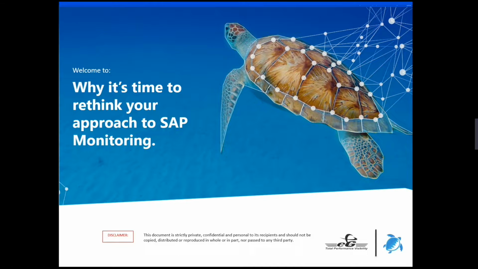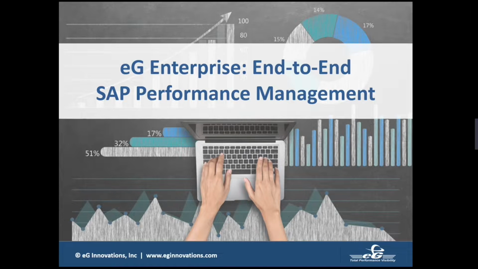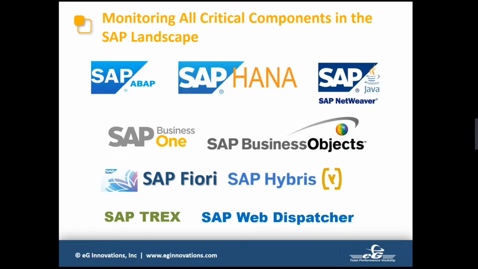Yeah, thank you, Andrew, and hi, gentlemen and ladies, and thanks for joining this webinar. First, we're going to look at the SAP monitoring of EG Innovations. When it comes to EG Enterprise, we monitor around 200 plus applications, 10 plus different hypervisors, 10 plus different operating systems. And when it comes to SAP, we monitor all the critical components in the SAP landscape, from SAP ABAP instance, SAP HANA database, SAP NetWeaver, SAP Business One, SAP Fiori, SAP Hubris, and Web Dispatcher.